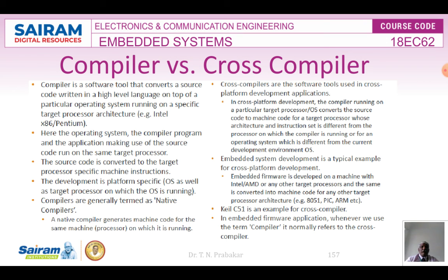And embedded system development is a typical example of cross platform development, right? So we are writing a program in Android, Java, right? We are actually using Android Studio. We are developing a program and testing the program on the laptop using Windows, but that program will be running on an Android OS. Right, so there are two different compilers coming in here. And C51 is an example of a cross compiler. In embedded firmware applications, whenever you use the term compiler, it normally refers to a cross compiler.